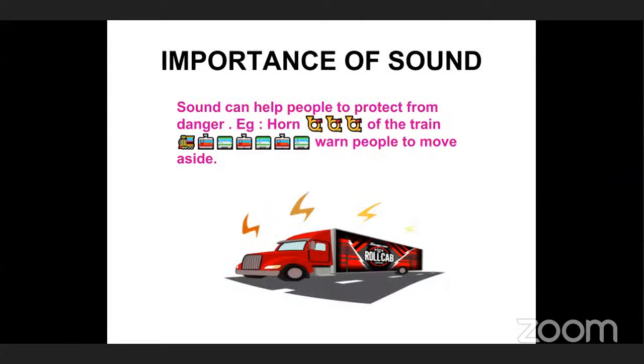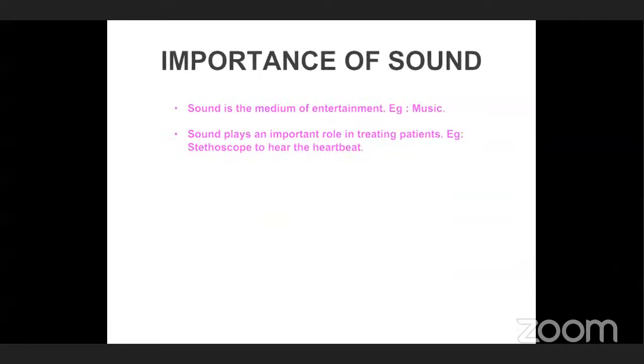Another important thing about sound is it helps people to protect themselves from danger. How? For example, when we are crossing a railway track or when we are crossing a road, a bus gives us the horn so that people can move aside and the accident can be avoided. Dear students, at the start of the chapter we enjoyed loud music, right? So sound is a medium of entertainment.